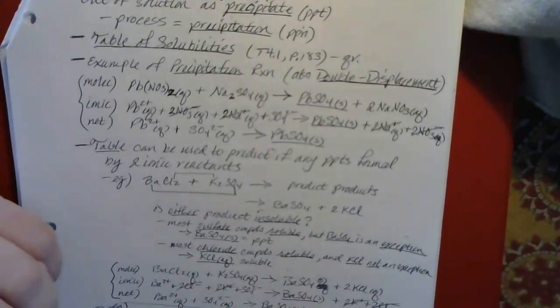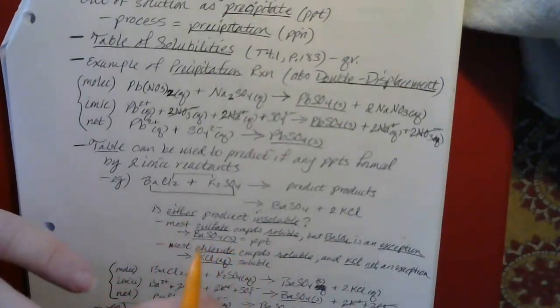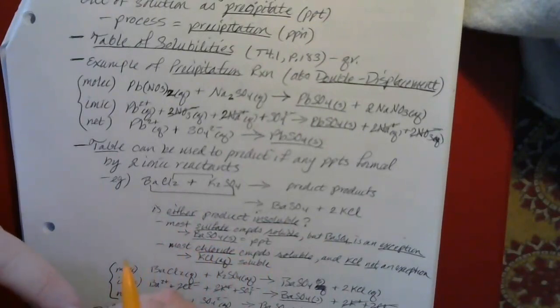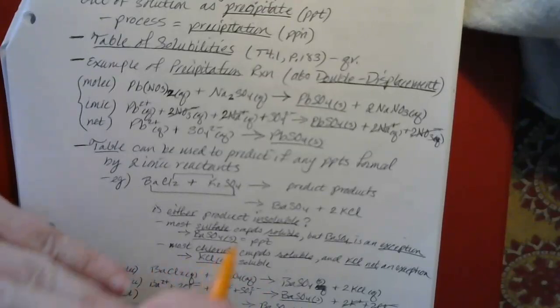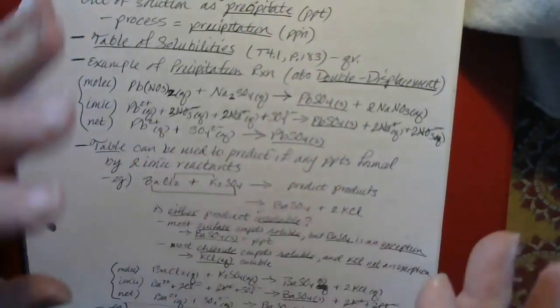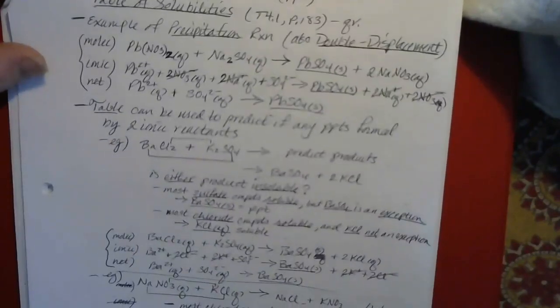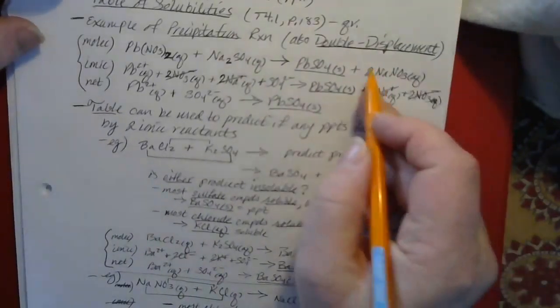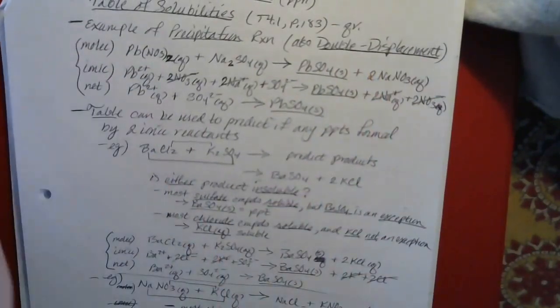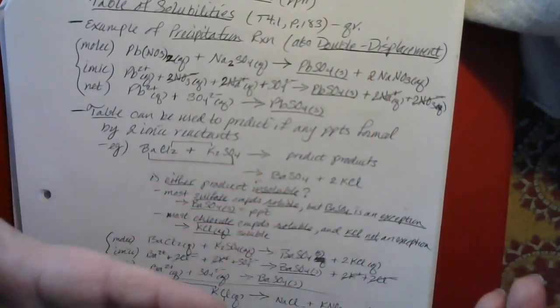But sodium with anything will always be soluble. Potassium with anything will always be soluble. Also, the ammonium ion with anything will always be soluble. And also in the negative ions, the nitrate ion and the acetate ion are always soluble, even if it's lead nitrate or silver acetate, those will be soluble. So that table is very useful in deciding whether you've got a precipitation reaction happening or no reaction at all.